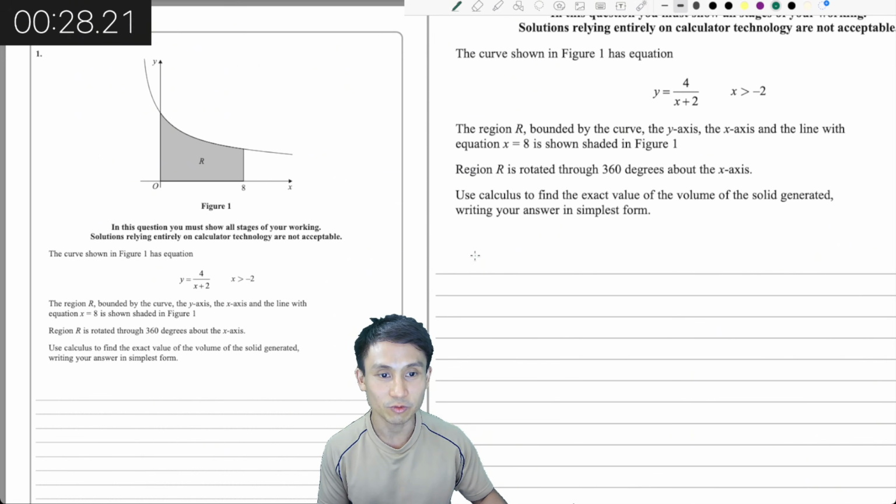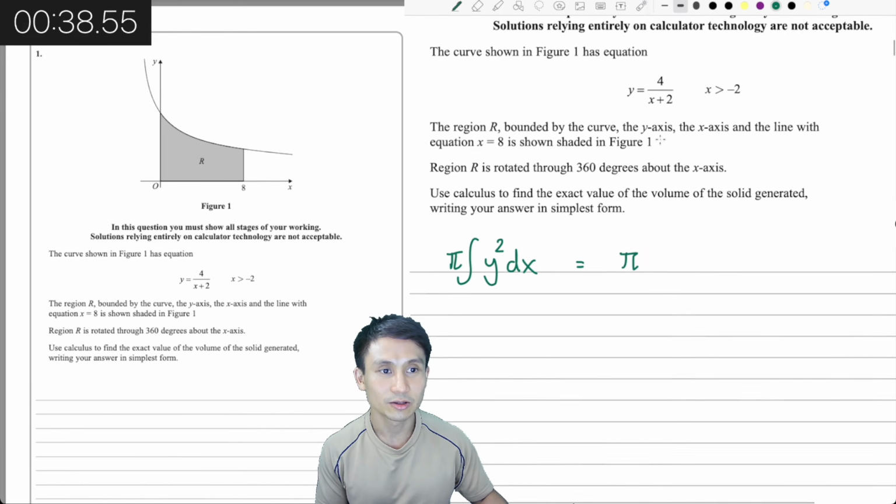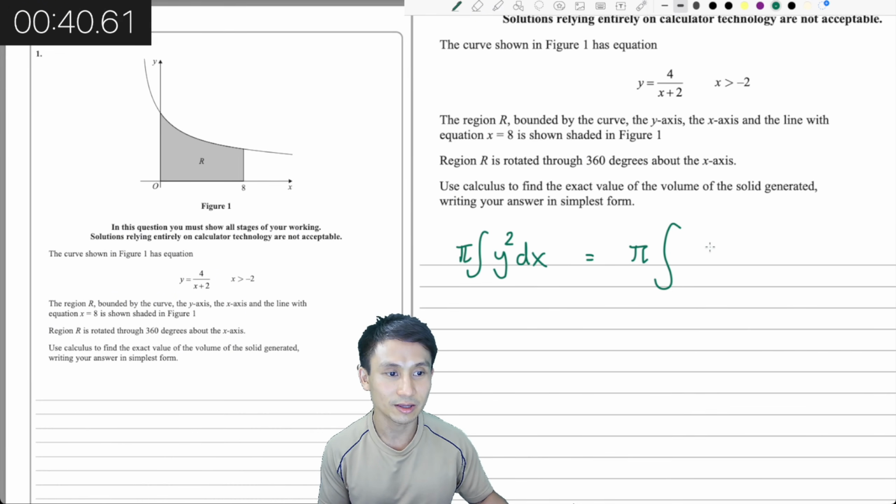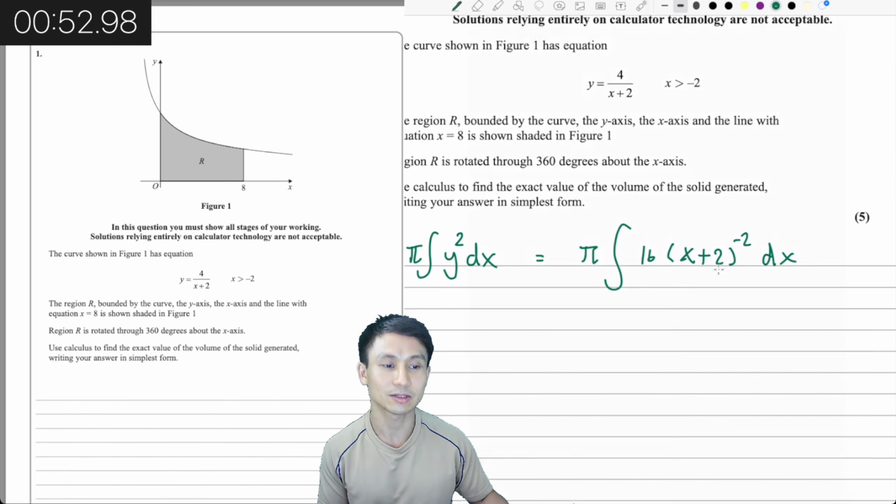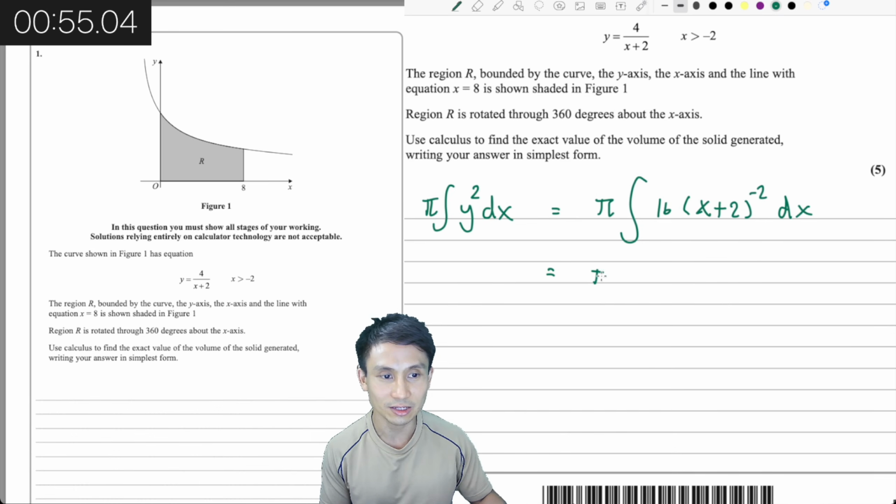So we write pi integral y squared dx. That's how you calculate the volume, the exact volume. Okay, so we're going to square this. You square the top, you get 16. You square the bottom, you get (x plus 2) squared. But when I bring it up, it's just (x plus 2) to the minus 2, right? And then dx. So this one is nice and easy.